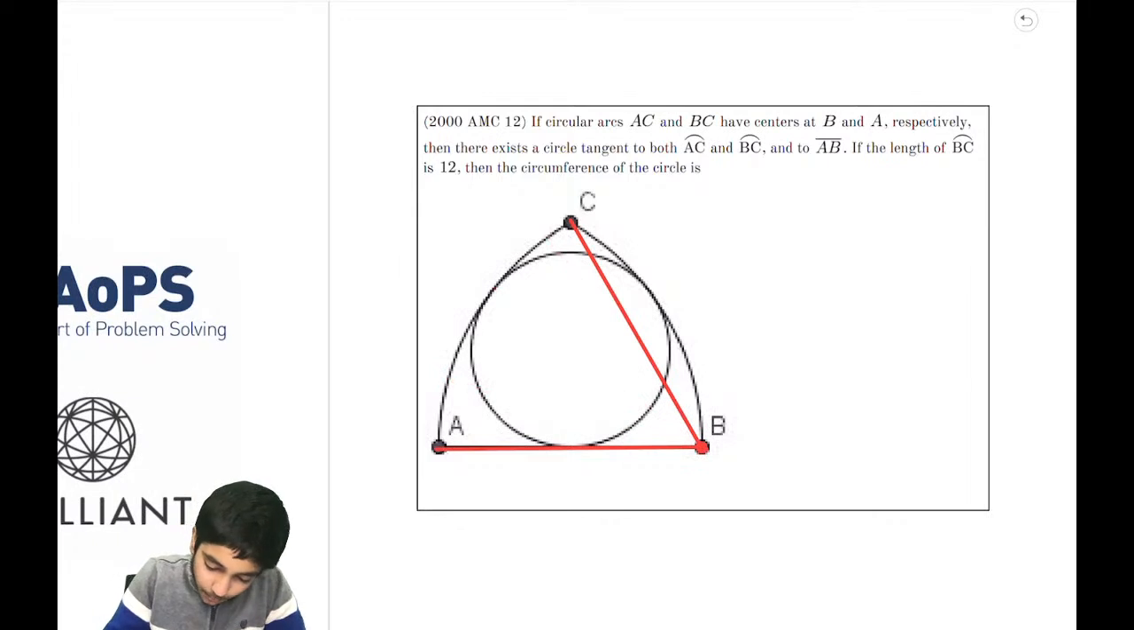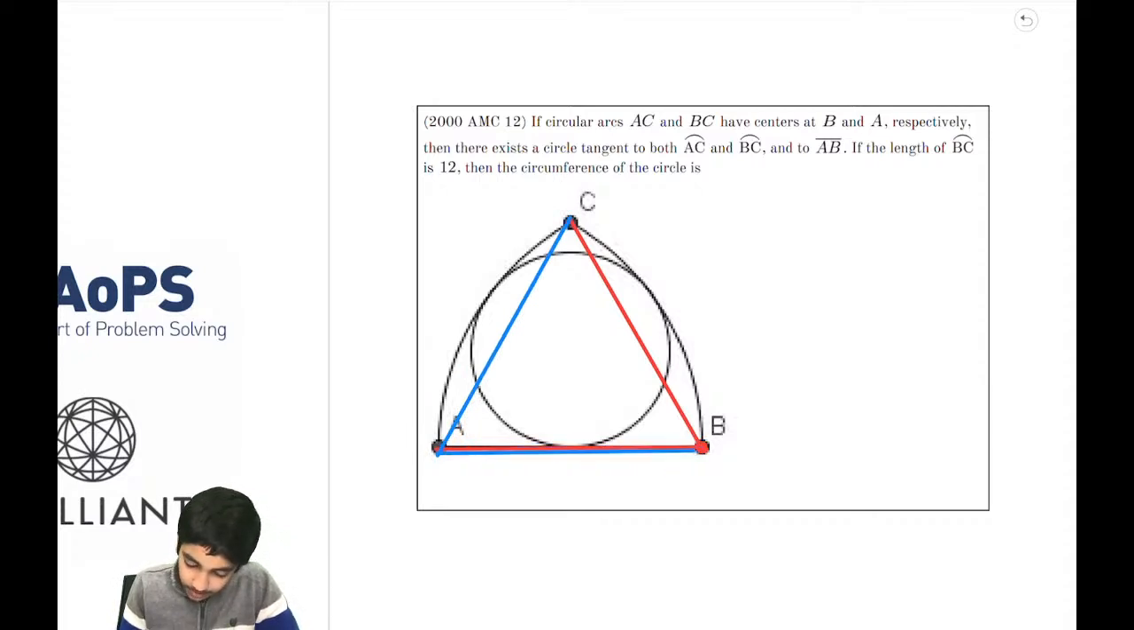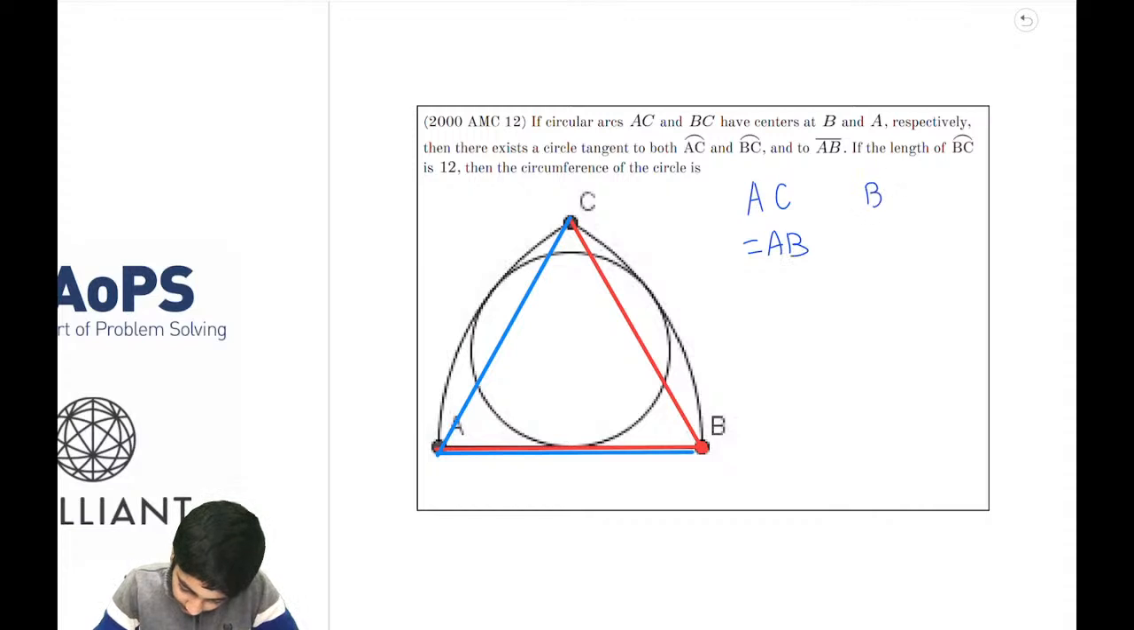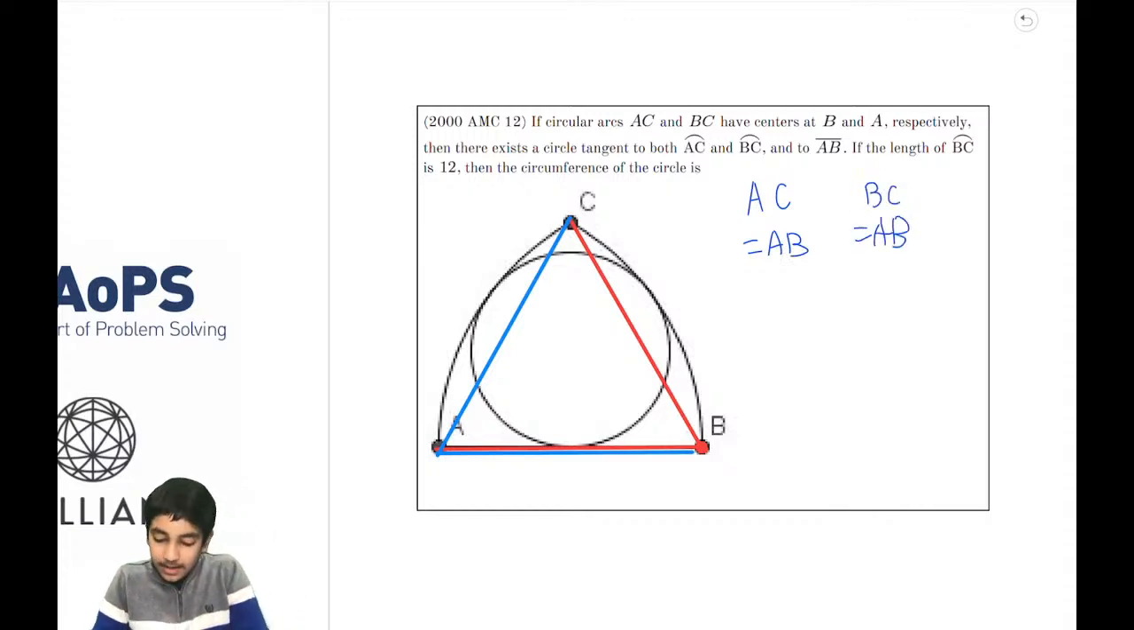And similarly, because we know that A, C, and B are on circle A, all these segments are equal. These two segments are going to be equal because they're both radii of the circle, meaning that this triangle is an equilateral triangle. Really cool, right? Because we know that AC is equal to AB, and we also know that BC is equal to AB. So if AB is BC and AB is AC, then AB is equal to AC is equal to BC. So three sides are equal.